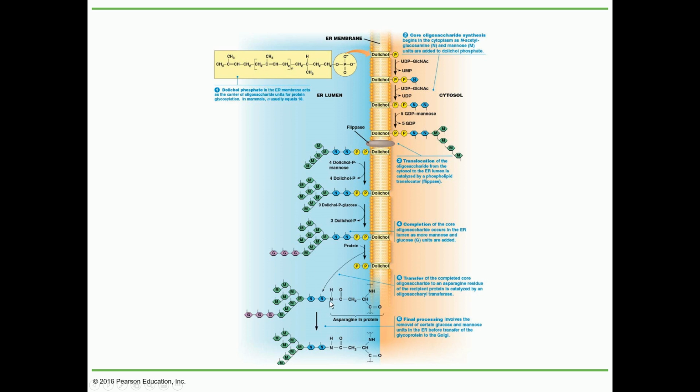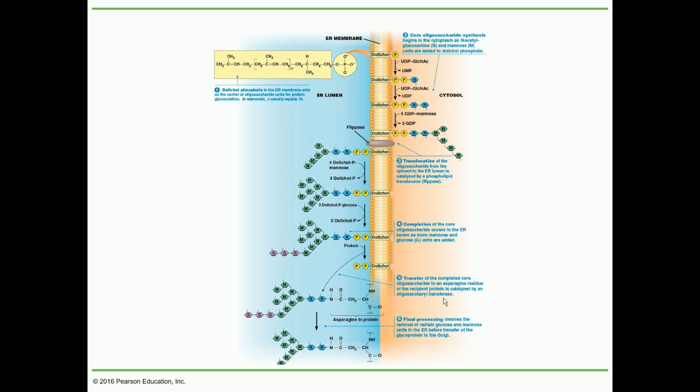Right now it is to the lipid. After that it is transferred to the protein. It's transferred here, as shown, to the nitrogen of the asparagine of the recipient protein, and this process is catalyzed by oligosaccharide transferase. It's another enzyme-driven process. So this is how the glycosylation process starts.